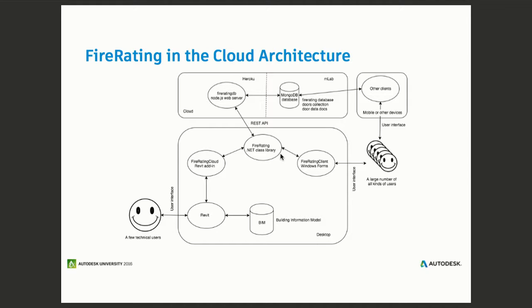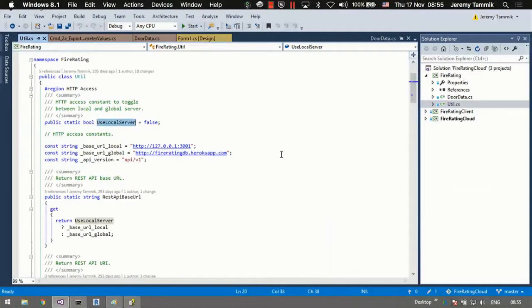There's the web server. I have a switch to say, is that local or global? And there is the database. I have another switch to say whether that's local or global. So I can put both of them on my local machine, or just the web server on my local machine, but the database on the internet, or both on the internet. And that's two Boolean variables and nothing else. So that's why I have that switch there.